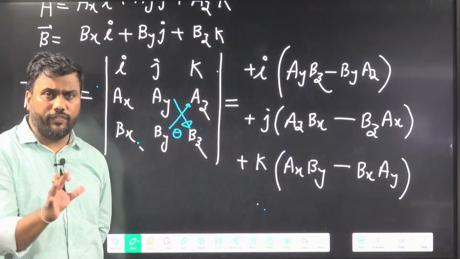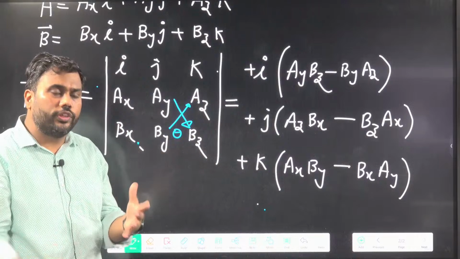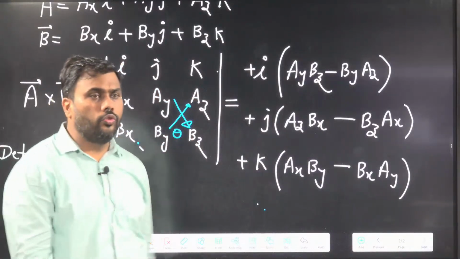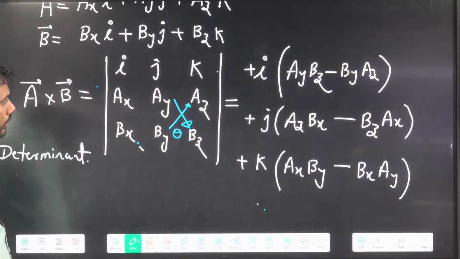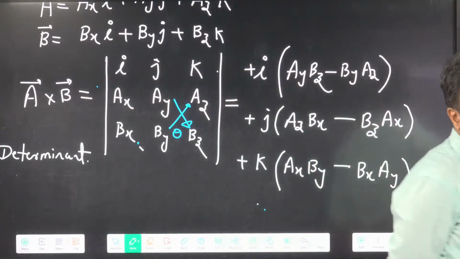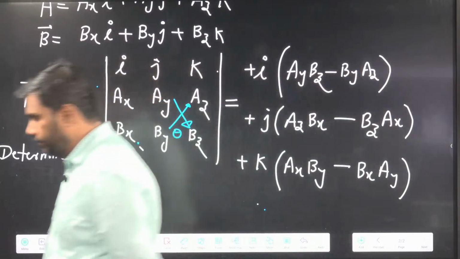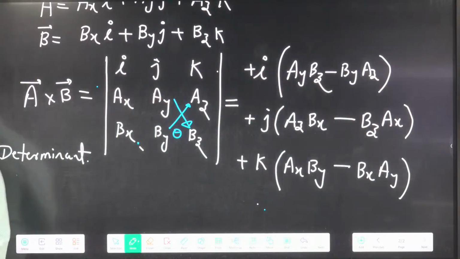So it looks very difficult to open the determinant, but with practice it becomes very simple. If you do 1 or 2 questions, then it will be very easy. So write down how to find the cross product of vectors in component format. Note down this determinant. Cross product in component format.